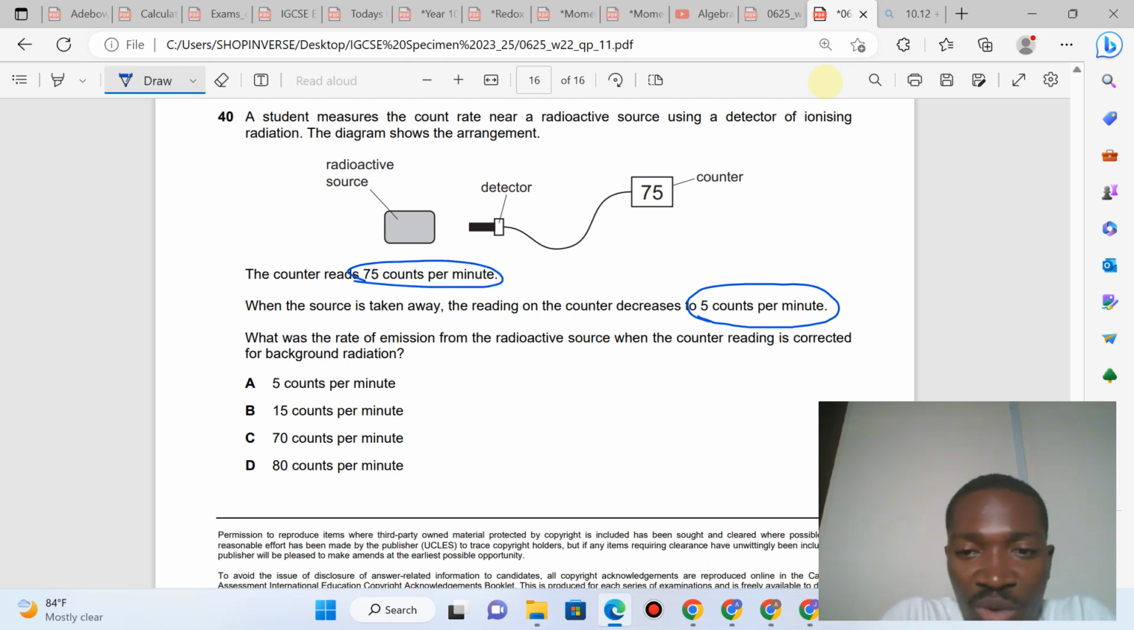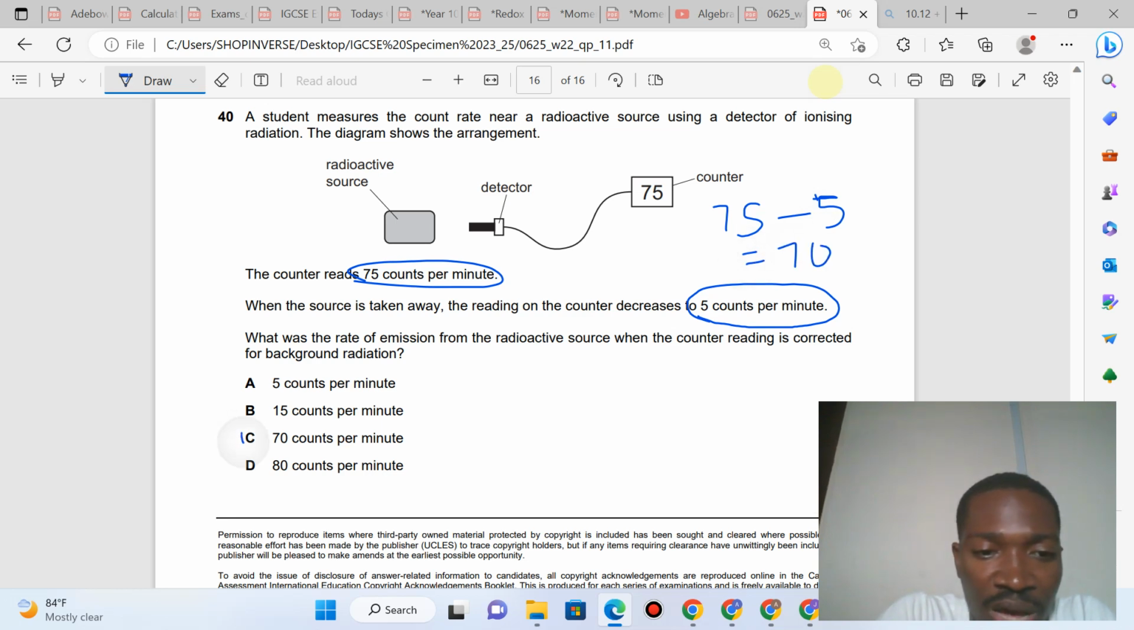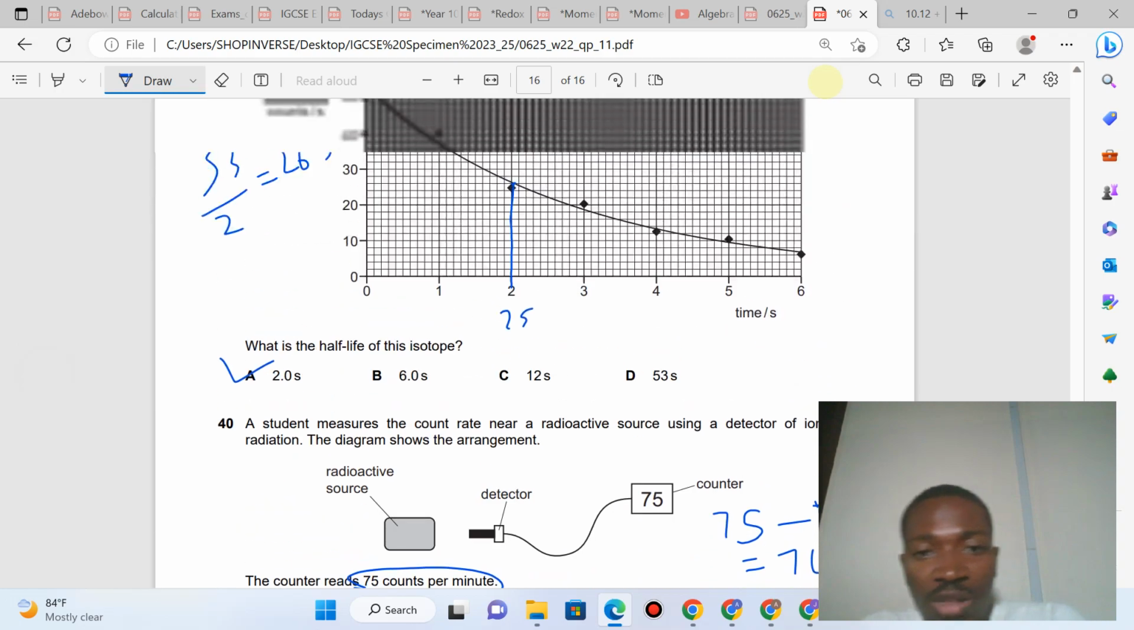So if you subtract what we got for background radiation from the original value, that is, what was read on the counter minus the error that came in through background radiation, 75 minus 5 gives you 70. So we have C, which is 70 counts per minute.